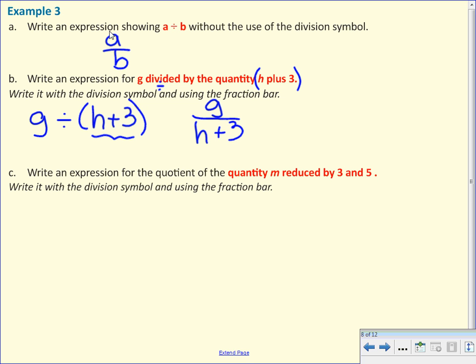All right, what about writing an expression for the quotient of the quantity m reduced by 3? So I need the quantity of m reduced by 3, and then the quotient, I should have highlighted that too, the quotient of that and 5. So, first let's write that with a division symbol. So I need the quantity of m reduced by 3. So after I have the quantity of m reduced by 3, I have to divide it by 5.